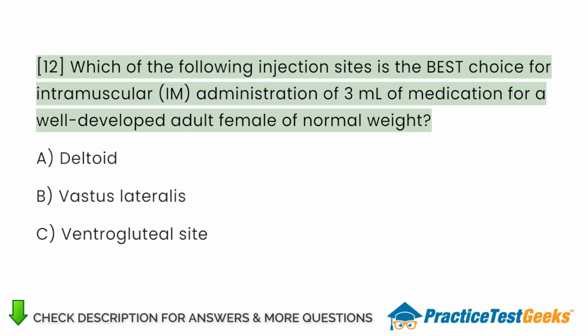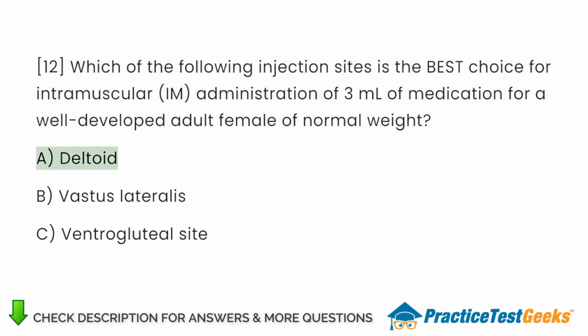Which of the following injection sites is the best choice for intramuscular, IM, administration of 3 milliliters of medication for a well-developed adult female of normal weight? A. Deltoid. B. Vastus lateralis. C. Ventrogluteal site.